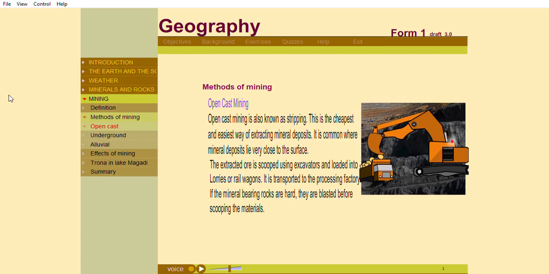Open cast mining is also known as stripping. This is the cheapest and easiest way of extracting mineral deposits. It is common where minerals lie close to the surface. The extracted ore is scooped using excavators and loaded into lorries or rail wagons. It is transported to the processing factory. If the mineral-bearing rocks are hard, they are blasted before scooping the minerals.